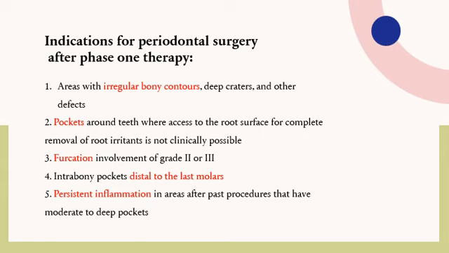The third one is when we have a furcation involvement, which is grade 2 or 3. The other indication is when we have intrabony pockets that exist distal to the last molar. And in the end, when we have persistent inflammation after phase 1 procedures, it indicates that there exists a moderate or deep pocket and subgingival deposits that need to be accessed by periodontal surgery.